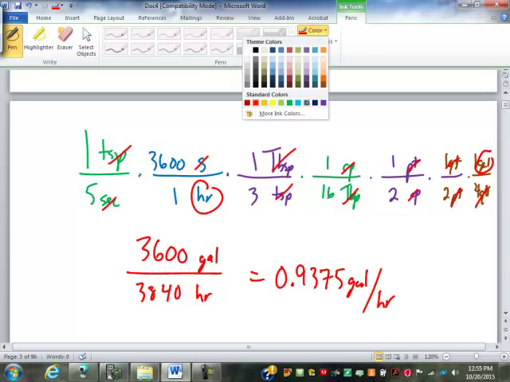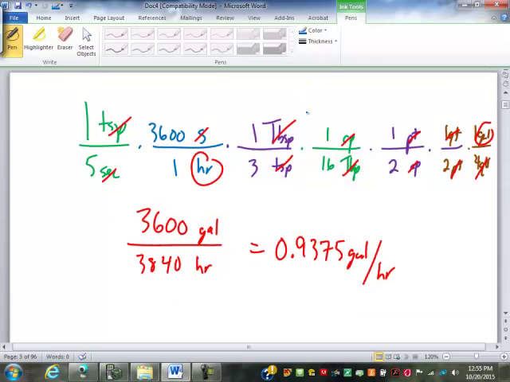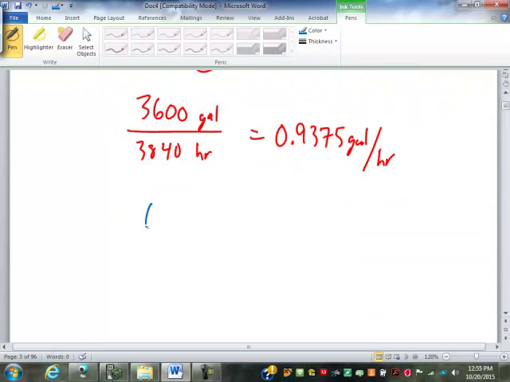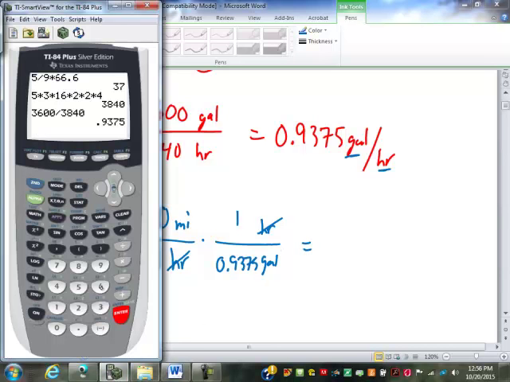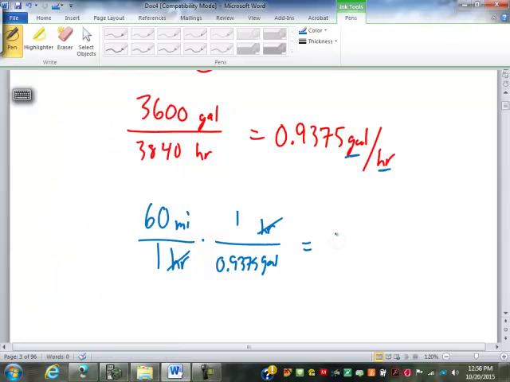So now let's go to 60 miles per 1 hour. We'll put hours on top, gallons on bottom, because we're going to get rid of the hours, right? This is gallons equals 1 hour. In 1 hour, we burn 0.9375 gallons. That comes up to 64 miles per gallon.